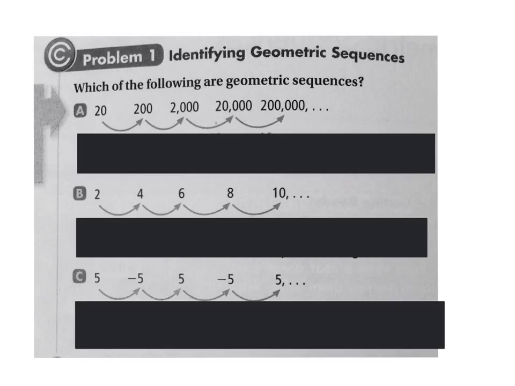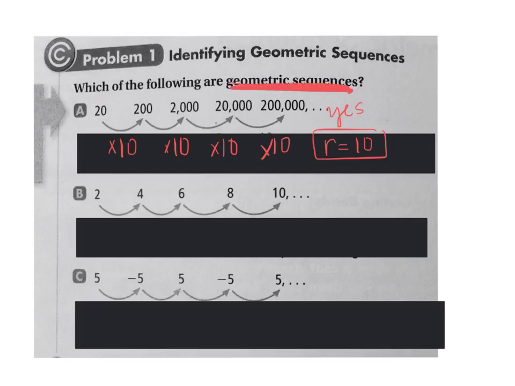So let's identify a geometric sequence. It's pretty easy because all you have to do is figure out what you're multiplying by. So A right here is, if you'll notice, it's just adding a 0 every time. So that means you're multiplying by 10 times 10 times 10 times 10. So that means that your common ratio, which is part of a geometric sequence, for this is 10. Yes, it's a geometric sequence. Common ratio is 10.